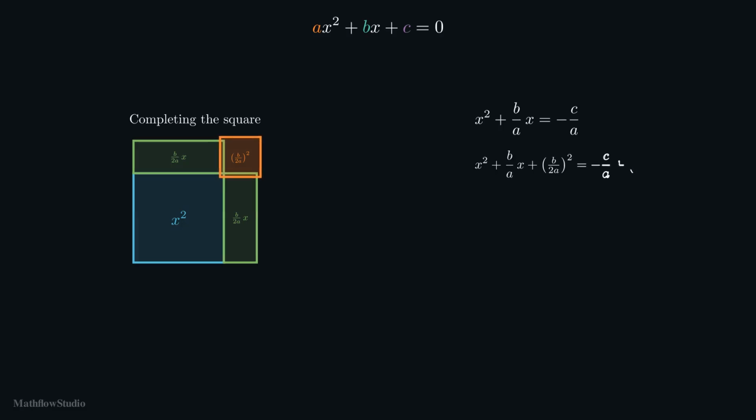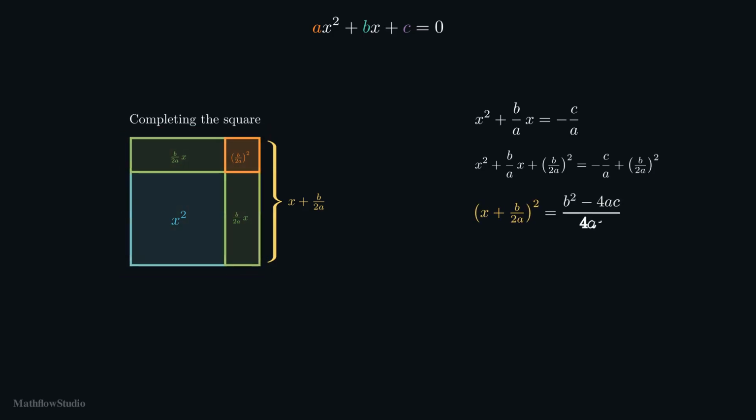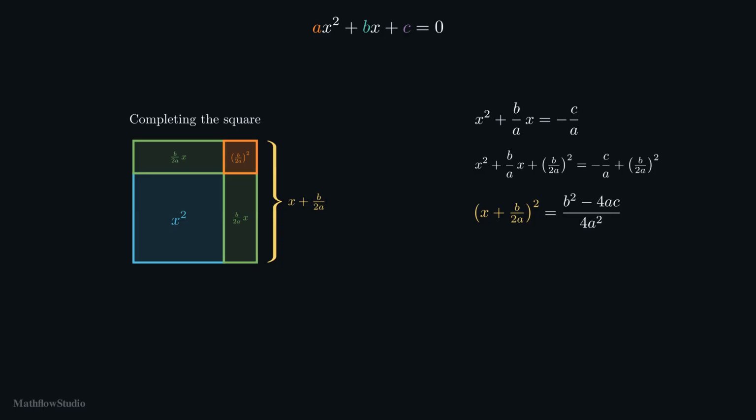To fill it, we add the quantity b over 2a squared, and to keep the equation balanced, we add it to both sides. Now the whole picture is one square, with side length x plus b over 2a. So the quantity x plus b over 2a squared equals b squared minus 4ac over 4a squared.